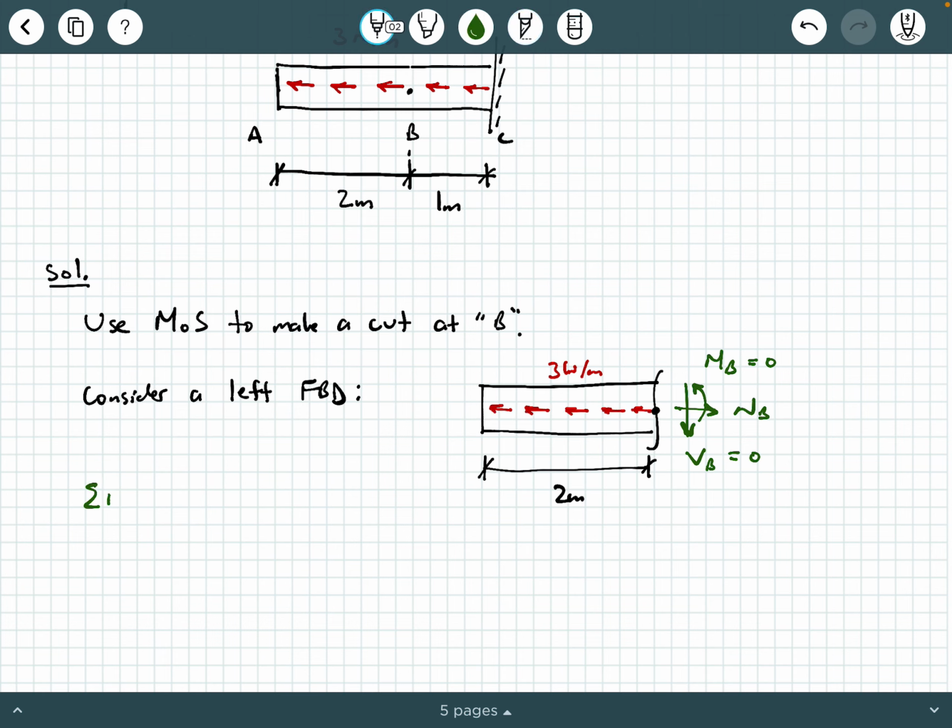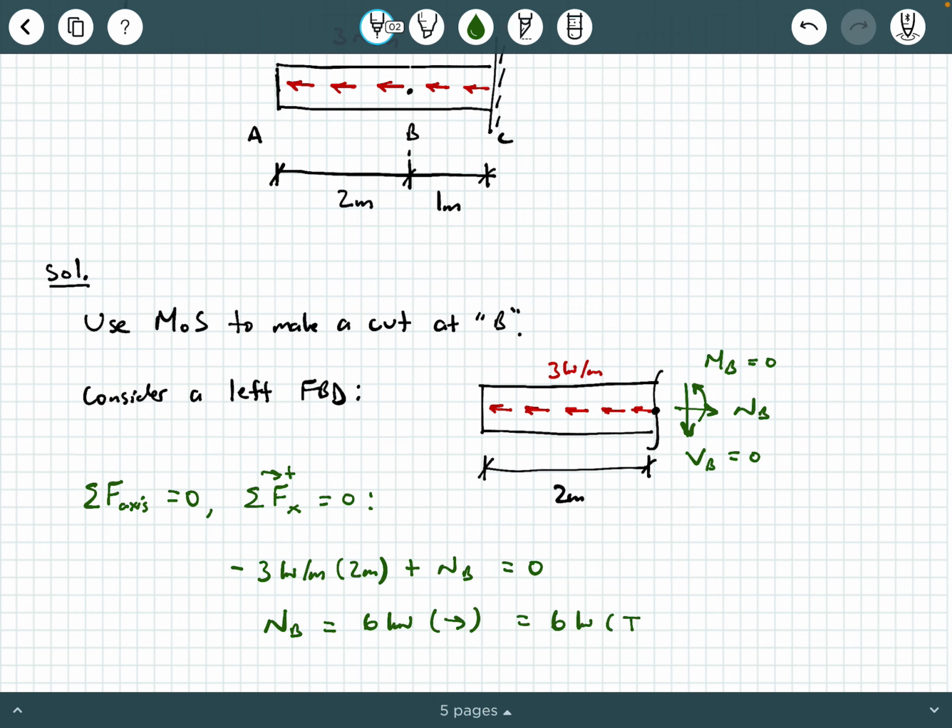So I'm going to say sum of the forces along the longitudinal axis equals 0, which really means sum of the forces in the x direction equals 0 for this particular problem. Now, when I have sum of the forces in the x direction, what's going to show up here? I'm going to have negative 3 kilonewtons per meter times 2 meters, plus NB equals 0. That's everything in the x direction. I do some rearranging, and I'm going to get NB is equal to 6 kilonewtons pointing to the right, which is also 6 kilonewtons in tension. Okay? So that is my final answer.